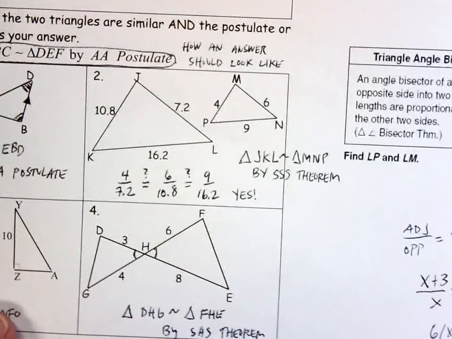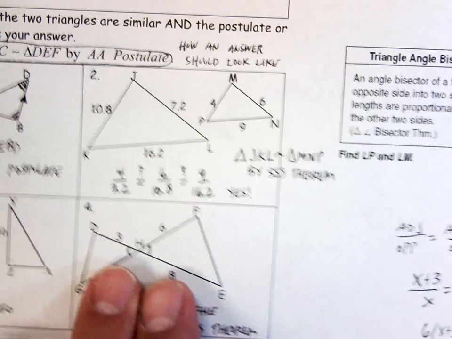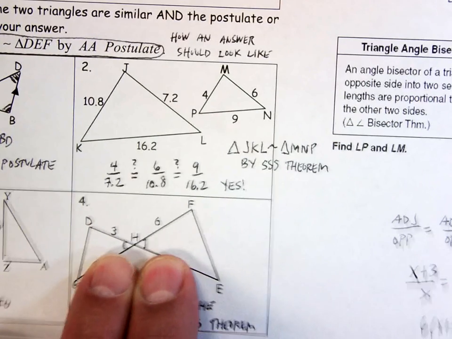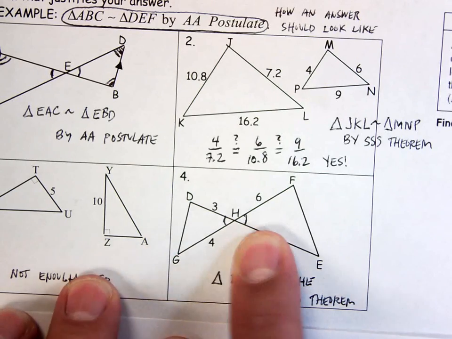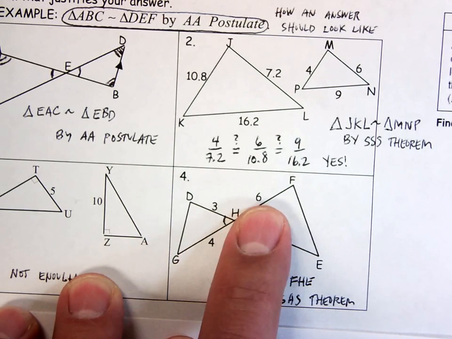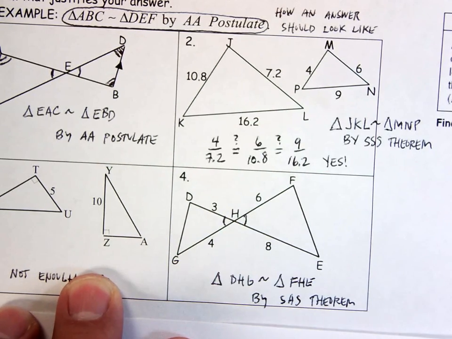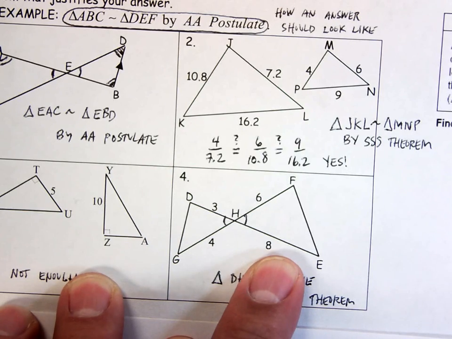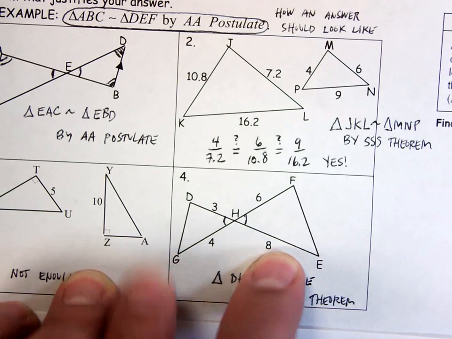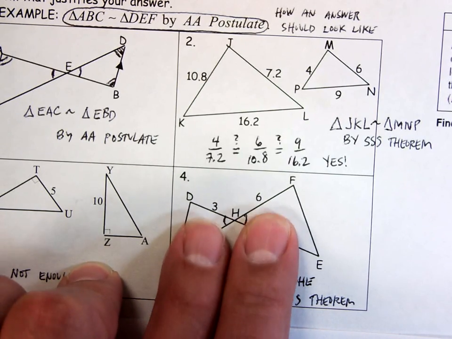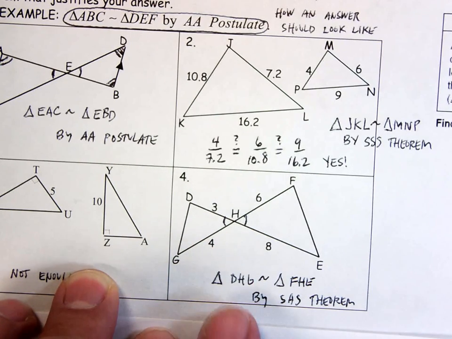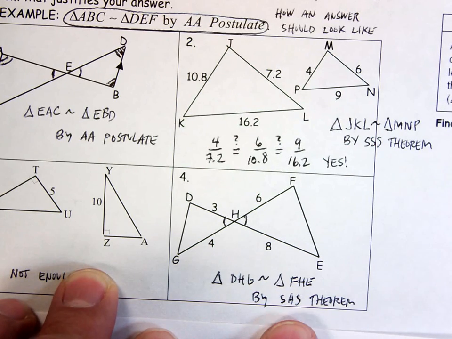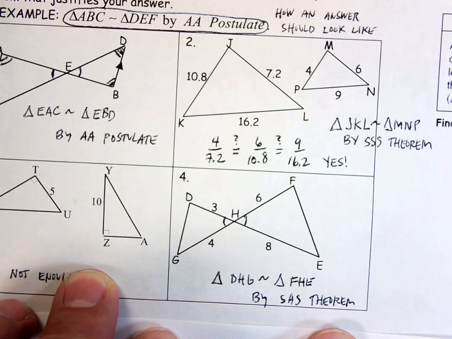Here, so again, hopefully we see that we have vertical angles. So these angles are congruent. If I take 3 over 6, that is 1/2. If I take 4 over 8, that is also 1/2. So these two sides are proportional. These two sides are proportional, and I have side, angle, side. Triangle DHG similar to triangle FHE by the side, angle, side theorem.